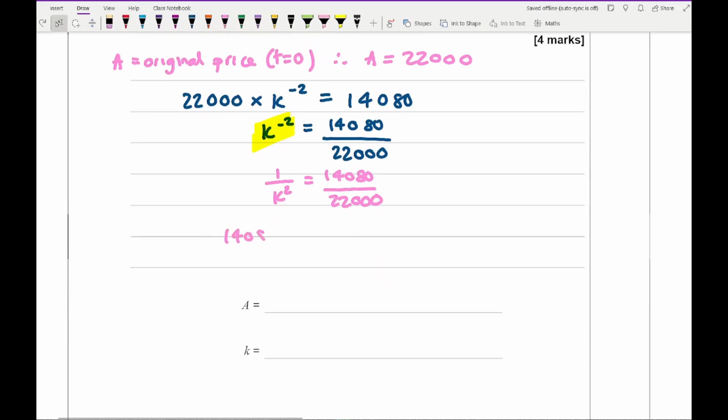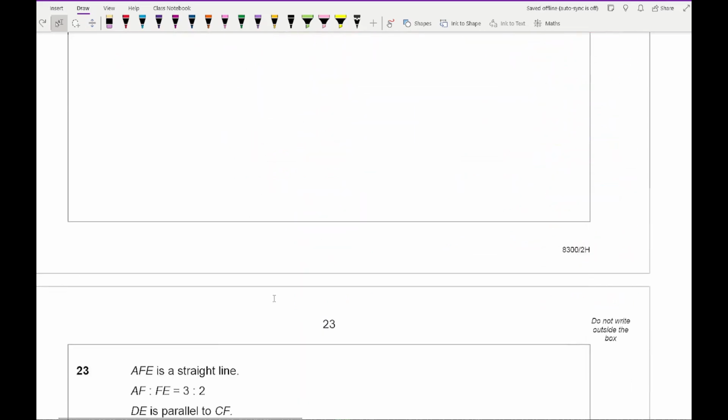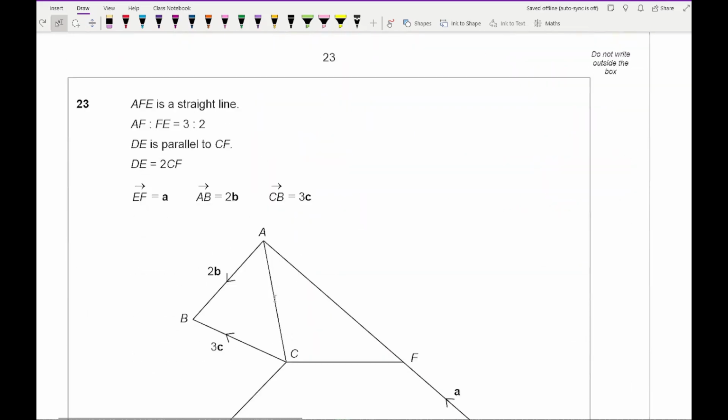So 14080 K squared equals 22000 times 1. So therefore K squared is going to be 14080 divided by 22000. So therefore K equals the square root of 14080 over 22000. Type that straight into my calculator and I get a K value of 1.25. So here K equals 1.25 and A equals 22,000. Moving on to question 23, it says AFE is a straight line.